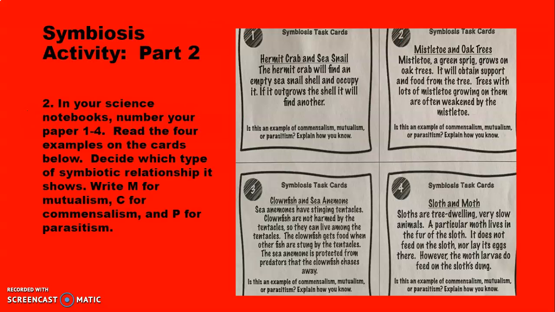Then, when you finish watching that video, part 2 of this activity, again in your science notebooks, number your paper 1 to 4. Read these 4 task cards right here. Each task card is an example of a symbiotic relationship. In your notebook, if you believe it's an example of mutualism, you're going to write M next to the number. If you believe it's an example of commensalism, you're going to write C. And if you believe it's an example of parasitism, you're going to write the letter P next to the number of the card that you've read.